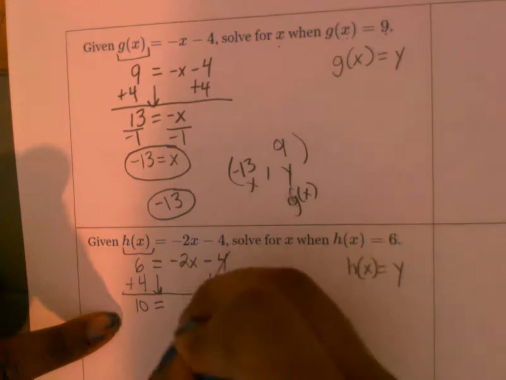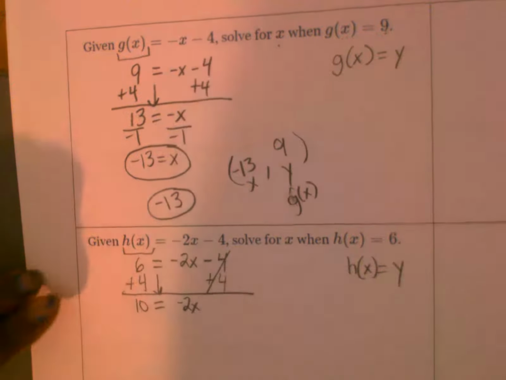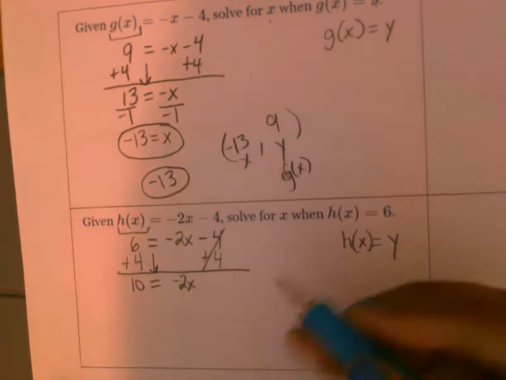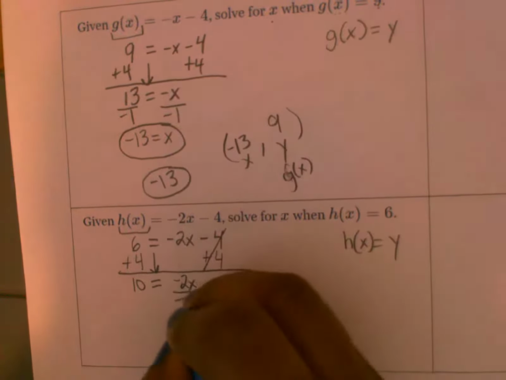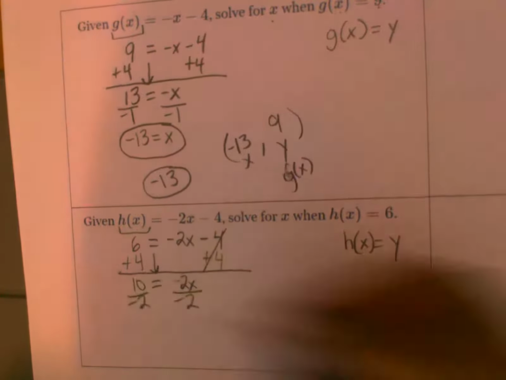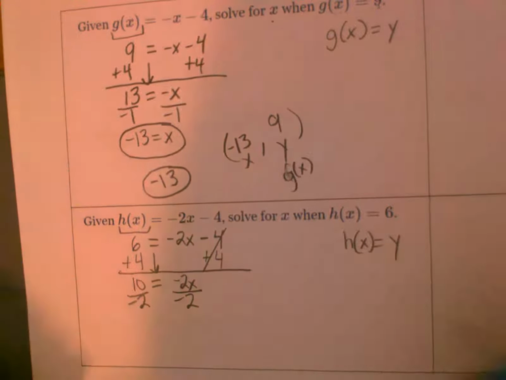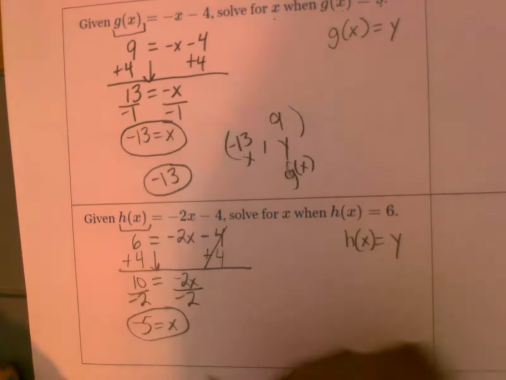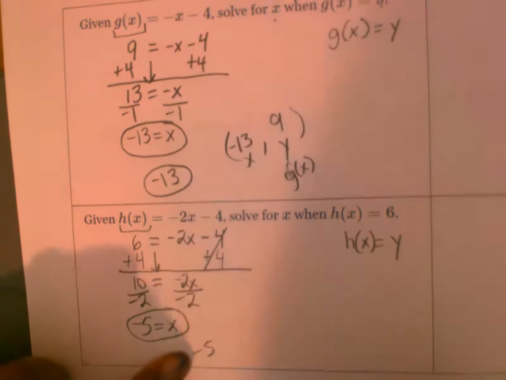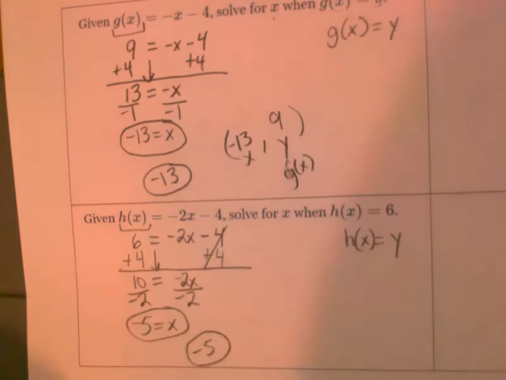Here, this is gone, and you're left with -2x. To get x completely by itself, this is multiplication. The inverse of multiplication is division. So you're going to divide both sides by -2. And this is going to give you a -5. So your x value is -5. So you're going to type in -5 as your answer.